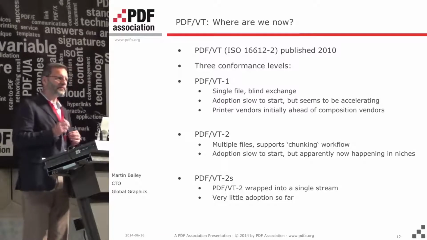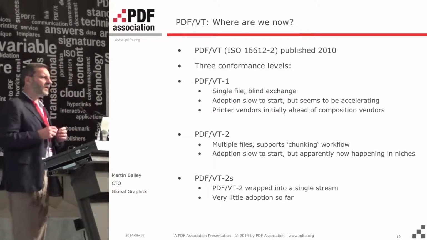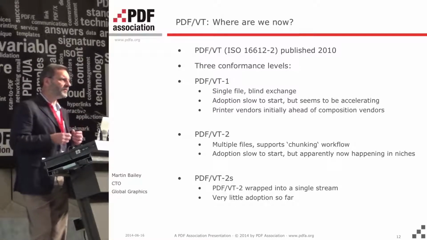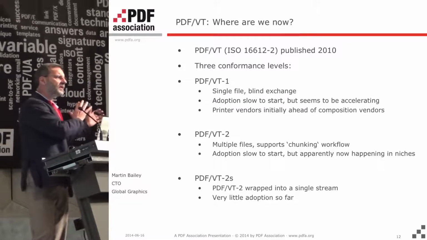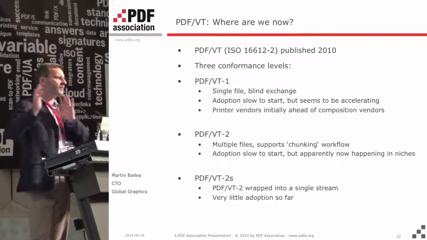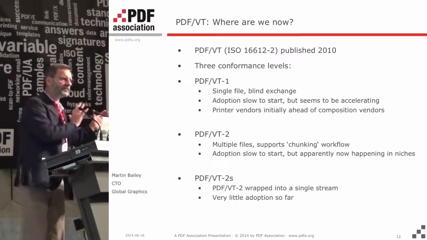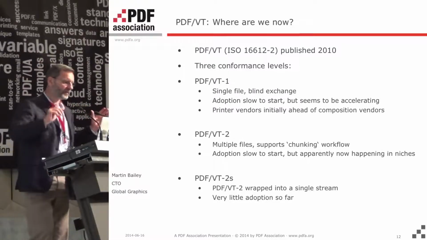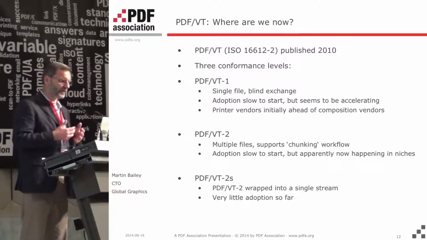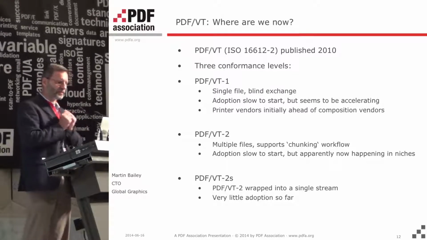The second conformance level is PDF VT2, which is intended to support a chunking workflow. You can't do what some people would describe as real streaming with PDF, where you start creating a job from the database end and print the first pages before you finish creating the file, even with linearized. But what you can do is split into a series of chunks and put all the high-res images, etc., into a separate file and reference that. And PDF VT2 is designed to support that workflow.